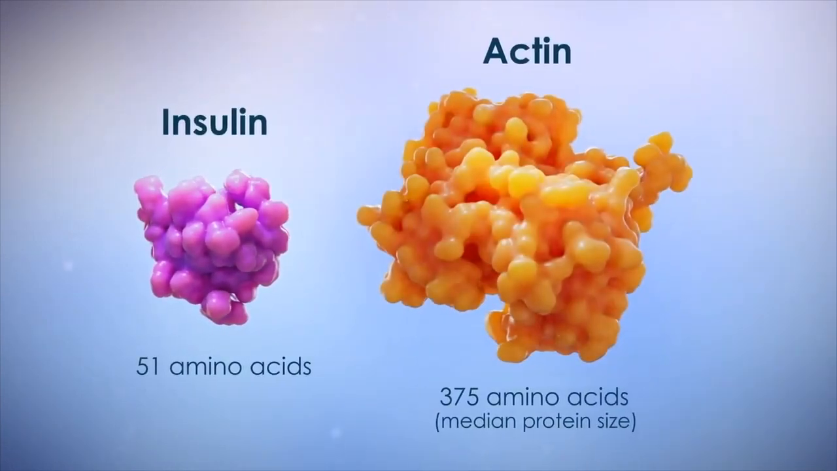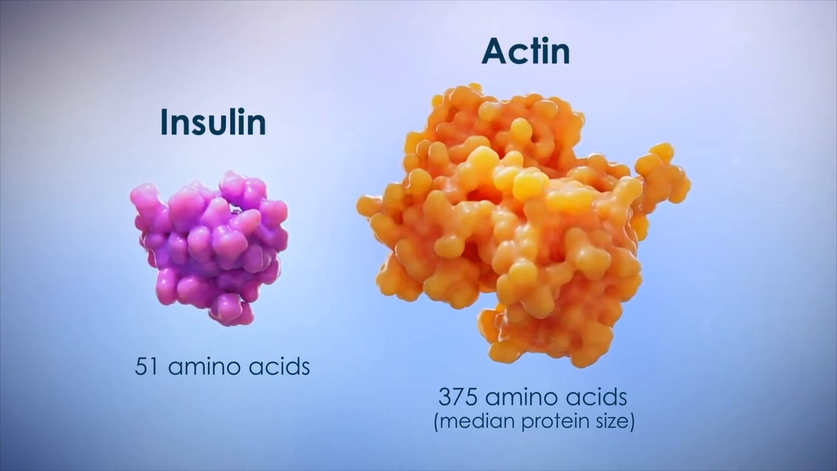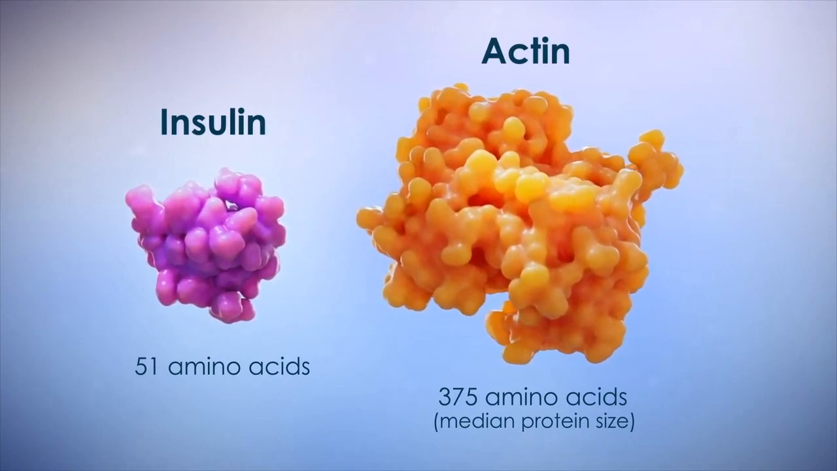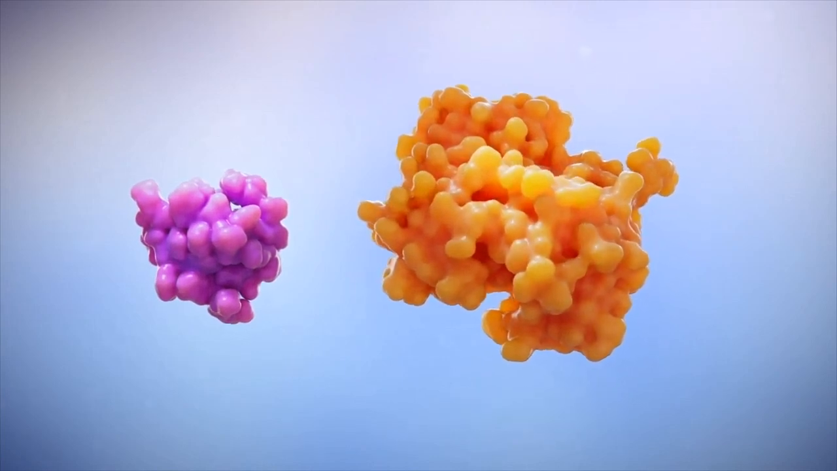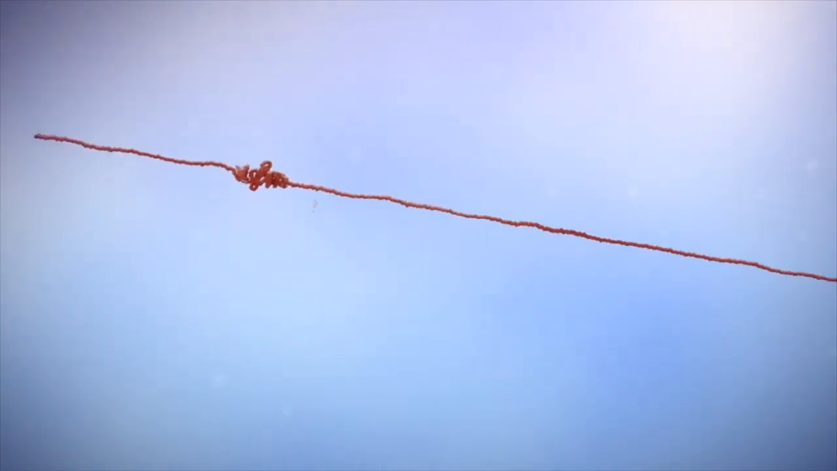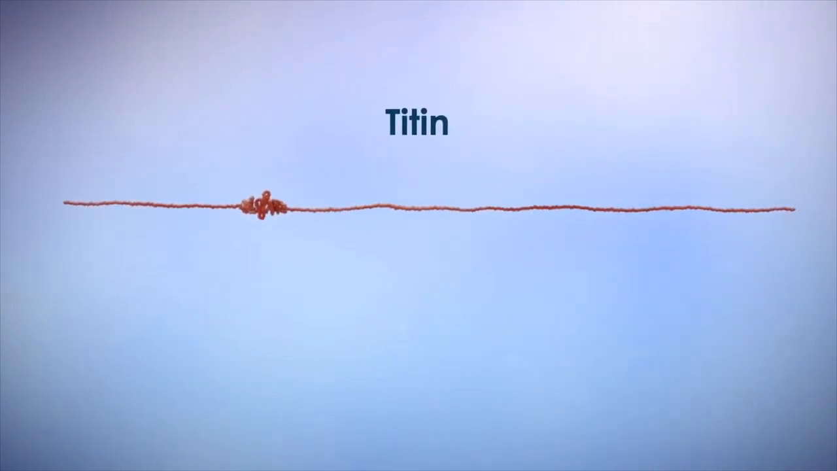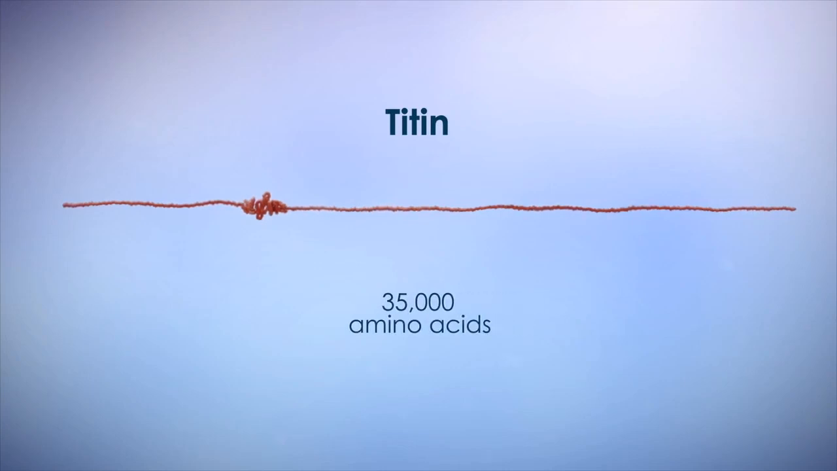In humans, the median protein is a string of 375 amino acid monomers. So at 51 amino acids, insulin is on the small side. The largest human protein is titin, a key component of muscles. As its name implies, titin is gargantuan, consisting of a string of up to 35,000 amino acid monomers.